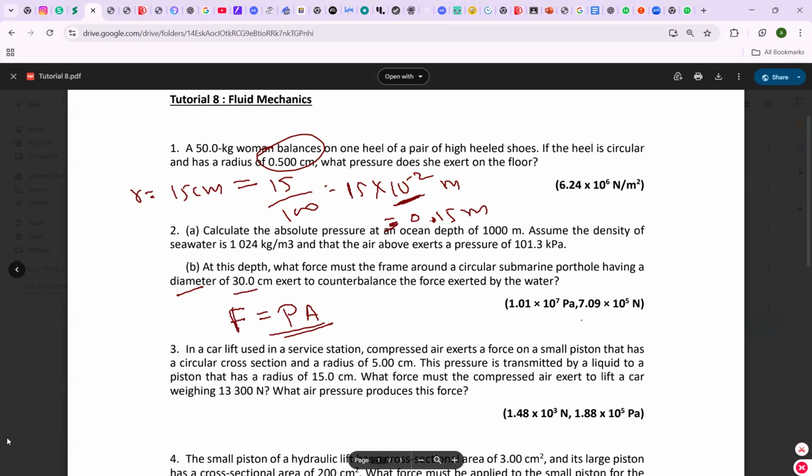What is the area you are getting? Let me use my calculator. Oh, I haven't multiplied by pi. Yes, you have not multiplied with pi, I think. Sorry. So pi into 0.15 whole square. This answer is multiplied by the pressure. I'm getting this one. Yes, check.